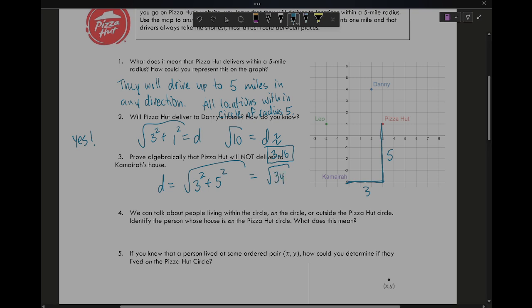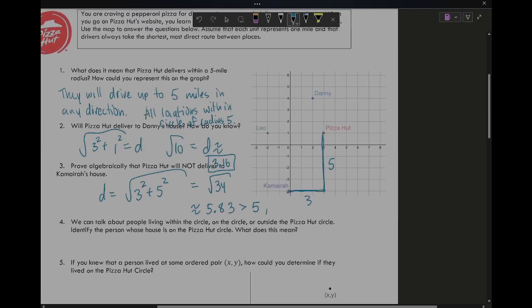And the square root of 34 is approximately 5.83, which is greater than 5. So therefore, the Pizza Hut will not deliver.